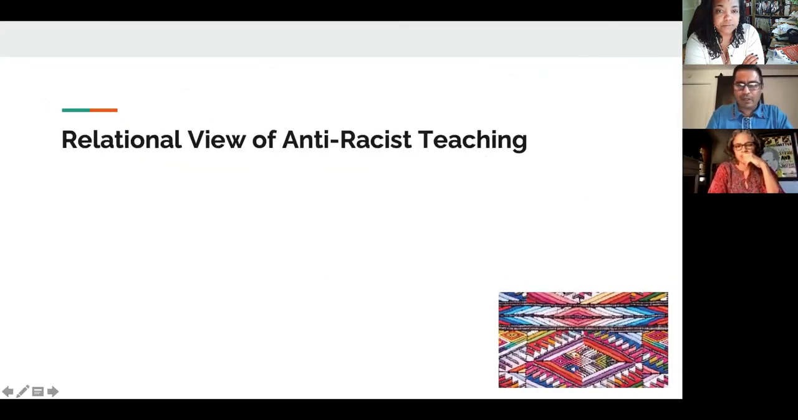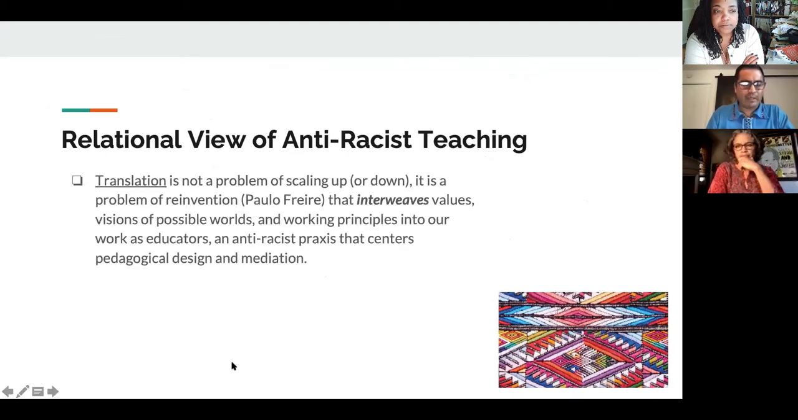I'm going to talk through a little bit of the ways we can think about anti-racist teaching. And I frame this as a relational view, but I think what's important is to think about this problem of translation. For me, it's like thinking about practices in one domain and how do we translate those to another. And I really like the metaphor of interweaving that focuses on the values, visions of possible worlds, and working principles into our work as educators, and anti-racist praxis that centers pedagogical design and mediation.